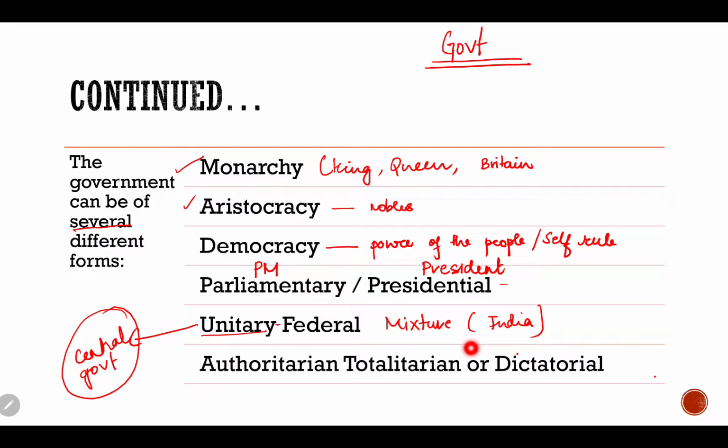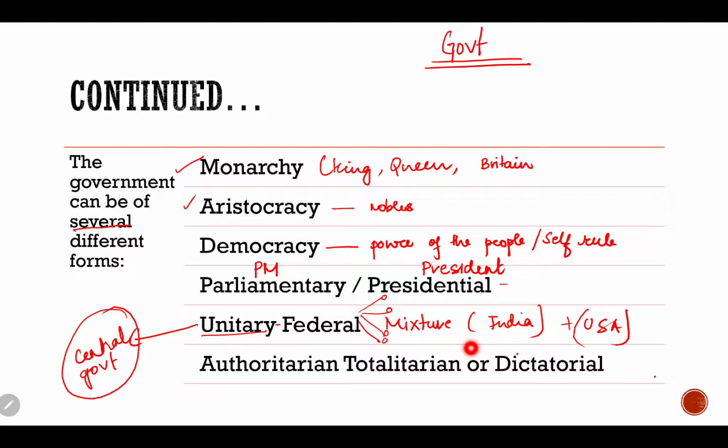Federal means several states come together and form a unity. Different states come together to form one state. Plus, USA is also a federal country.